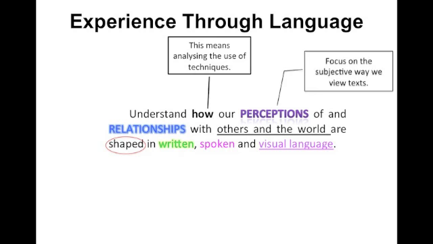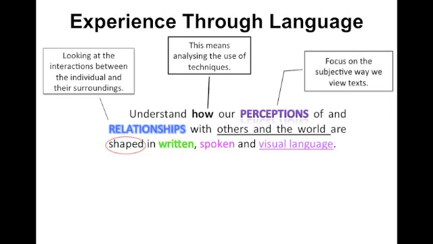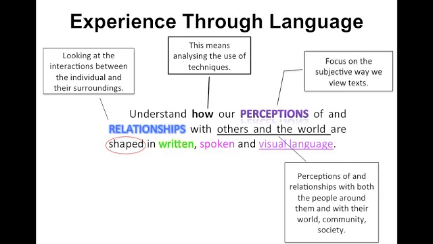We're looking at our perceptions. So that is about the subjective way we look at text, our own view of the world and the way that we see it and the way that we interact with it. We're looking at our relationships with other people and with the world. So that's our interactions with both individuals and with our own surroundings, our communities. So we're looking at perceptions of and relationships with, so the way we view and the way we interact with the people around us, with our world, our community and society. So how do we perceive those things and how do we interact with them?